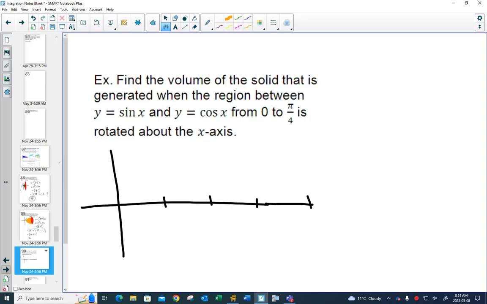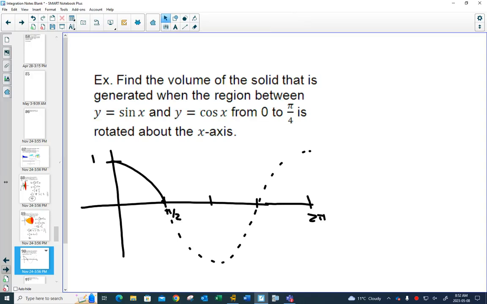A cos graph starts at 1 and goes to pi over 2, which is where it would go to 0, and then it would keep going like this. So there's one full revolution up to 2 pi of what your cos graph looks like. Draw that one in black.